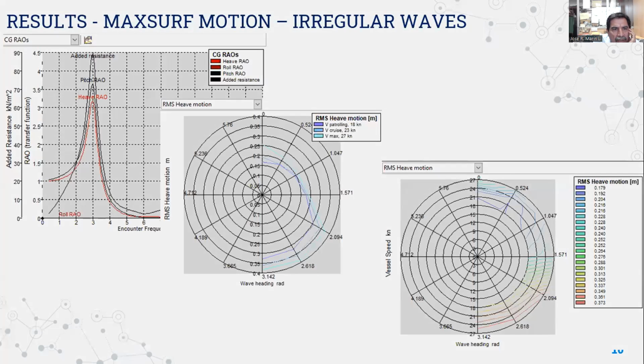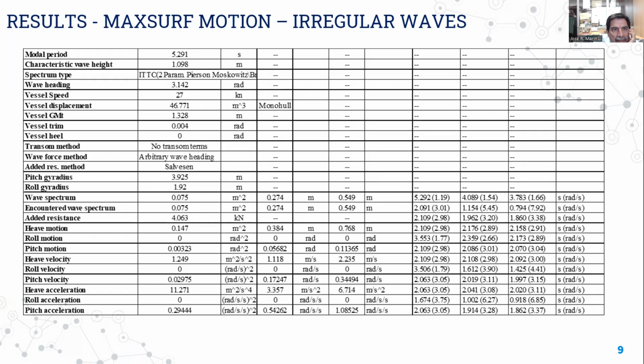Just one second, because I see that MaxSurf calculates an added resistance. Okay, I see that you calculate added resistance in kilonewtons. This parameter is very interesting, very important. So we could consider this parameter, I mean, the change in resistance when you navigate in irregular waves.